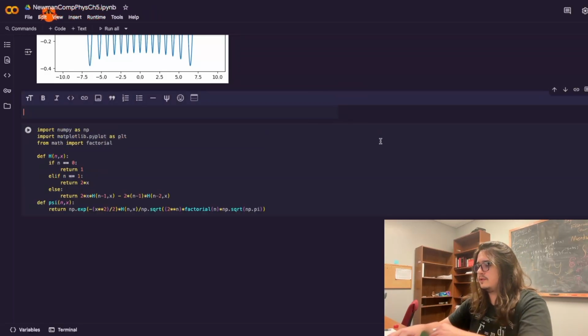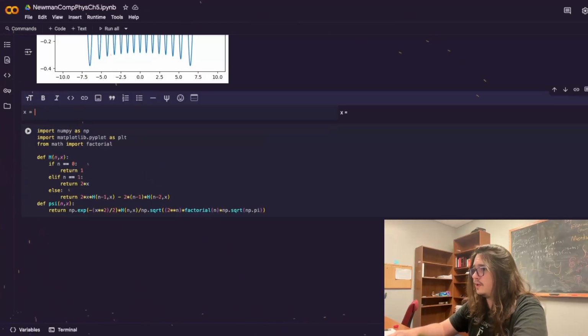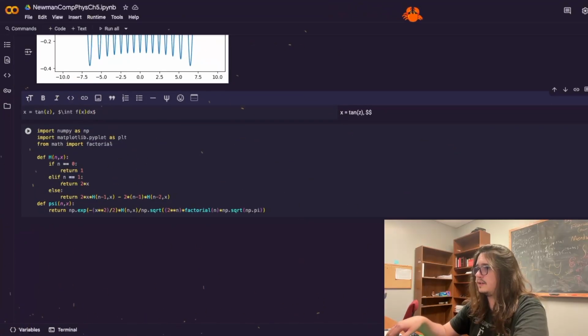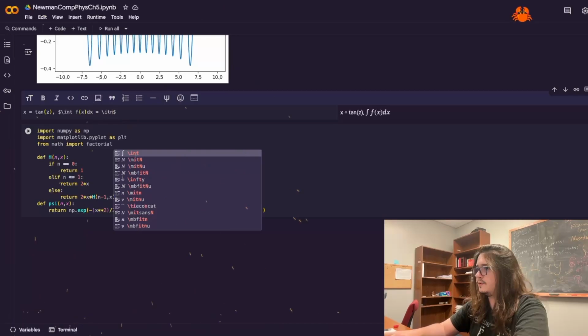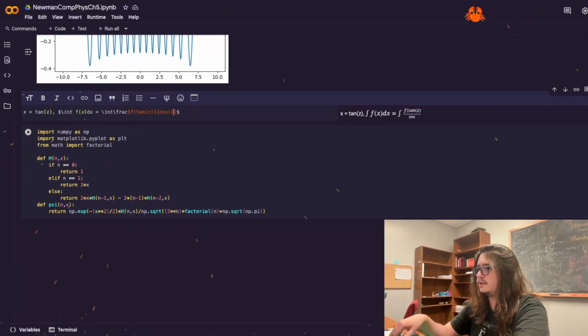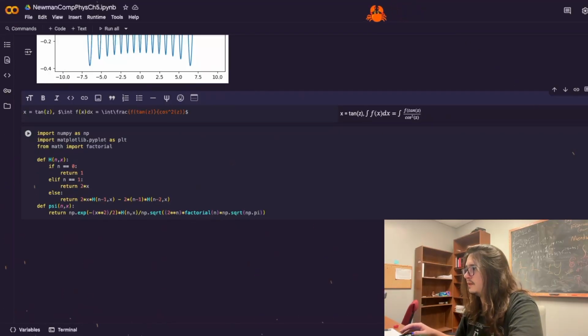So for this, you want to replace x with the tangent of a thing called z, and then your integral, and I'm going to say this in LaTeX, your integral of f of x dx becomes the integral of f of tangent of z divided by cosine of z squared. And I got that straight out of the book.